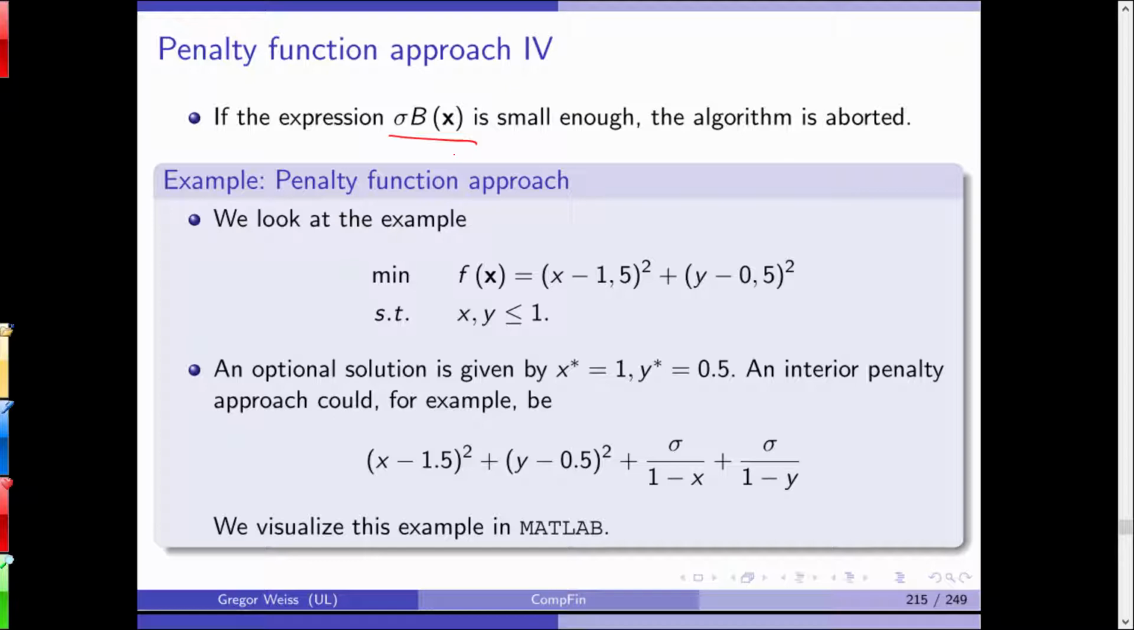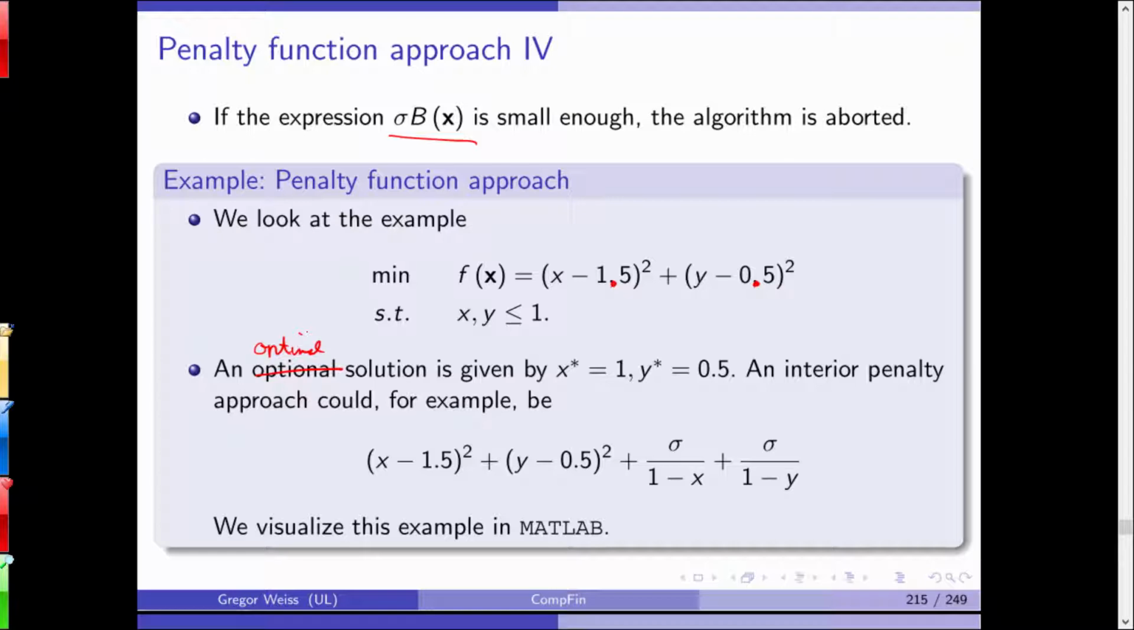Now let's look at a small example. f(x, y) is given by (x minus 1.5) squared plus (y minus 0.5) squared, such that x and y are smaller than 1. Again, optional. I don't know what my translation program did here. The optimal solution is given by 1 and 0.5. And an interior penalty approach could, for example, be (x minus 1.5) squared plus (y minus 0.5) squared plus sigma over (1 minus x) plus sigma over (1 minus y). You can see that this is a penalty function approach.